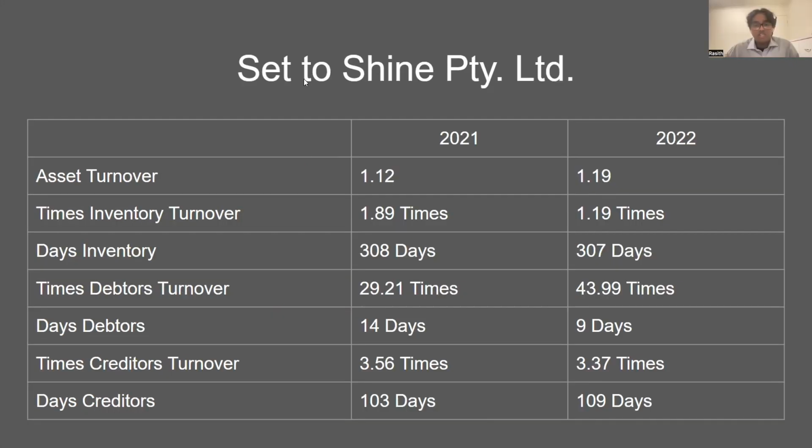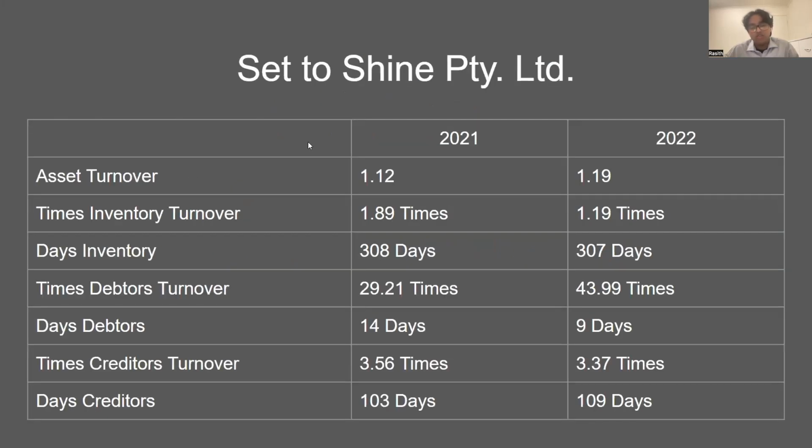The asset efficiency analysis measures the effectiveness of entities in generating sales revenue. The asset turnover ratio is a financial ratio that measures a company's ability to generate revenue compared to its total sales. Times inventory turnover measures the number of times per year that inventory is sold. Days inventory shows the average days it takes to sell inventory. Times debtors turnover measures the number of times per year that cash is collected from trade debtors. Days debtors shows the average days it takes to collect cash from its trade debtors.